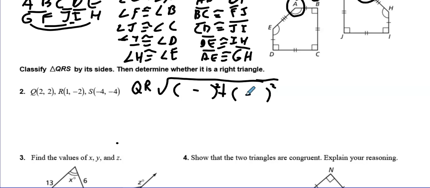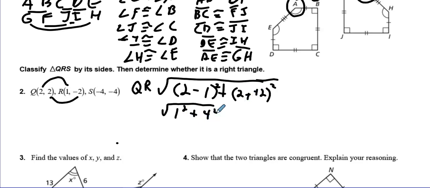So for QR, right, 2 minus 1 and 2 minus negative 2. You got to be very careful with that going in the same order. So I'm going from Q to R. So 2 minus 1 and 2 minus negative 2. So that gives me 2 minus 1 is 1 squared. And this becomes plus, so that's 4 squared. So to save space, that's, well, no, I'll do it. That's 1 plus 16. So that's the square root of 17.